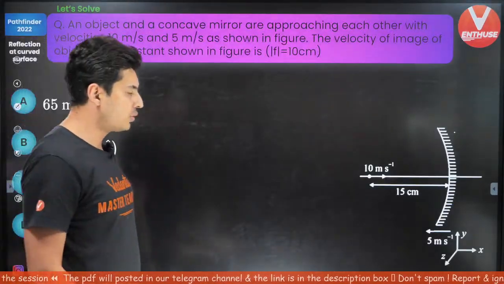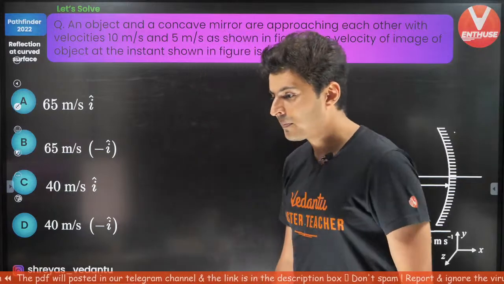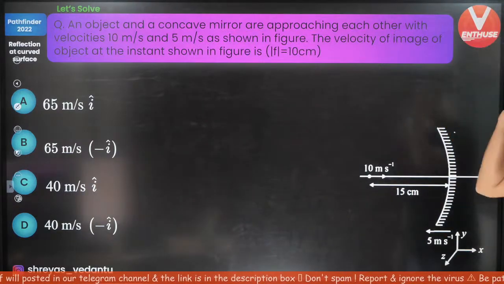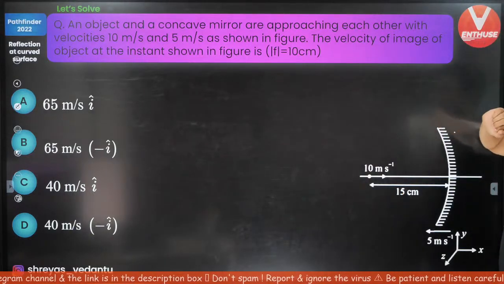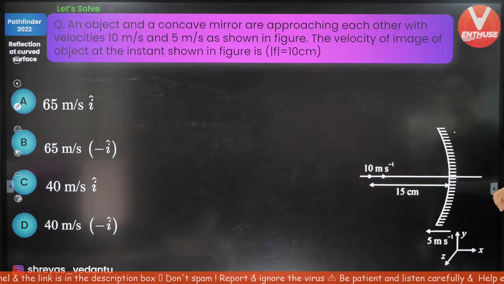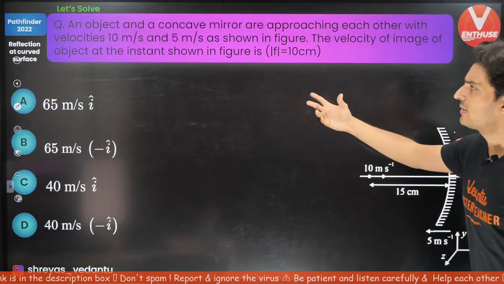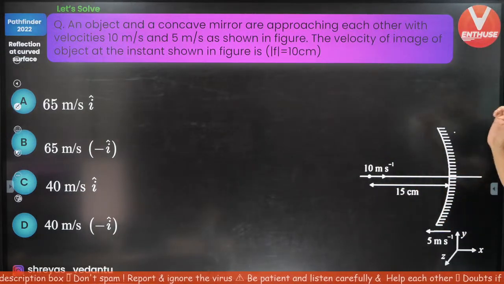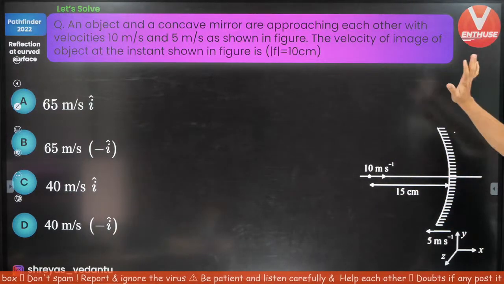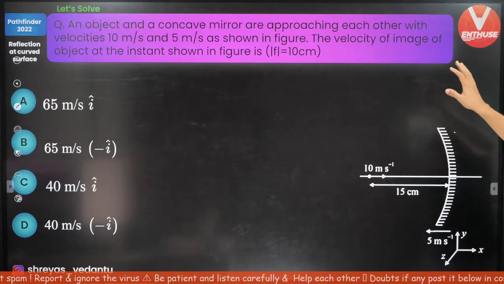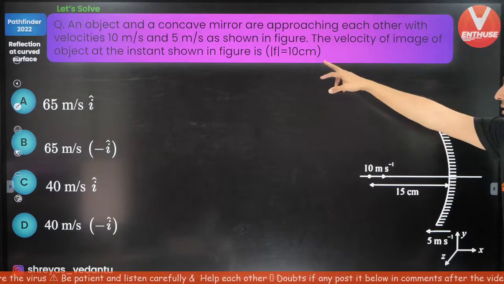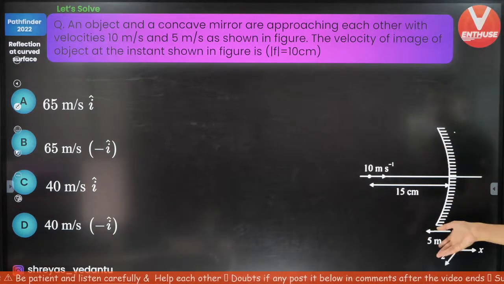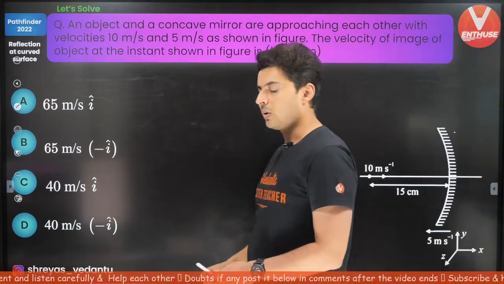Let's start solving some questions coming up on your screen, and here it is. We have an object and we have a concave mirror. Both are approaching each other with velocities of 10 and 5 meters per second respectively. Speed of the image of that object at the instant shown is how much? The magnitude of the focal length is 10. This is a concave mirror. Okay, let's think about it.